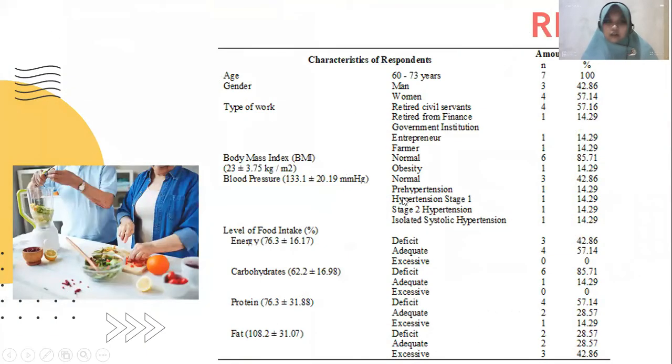This is the result of the study. As we know, in the table, some respondents show a deficit of energy intake and also a deficit of carbohydrate, protein, and fat intake. And also, if we see the BMI, body mass index, although most of them have normal BMI, there are still other subjects who have obese BMI.